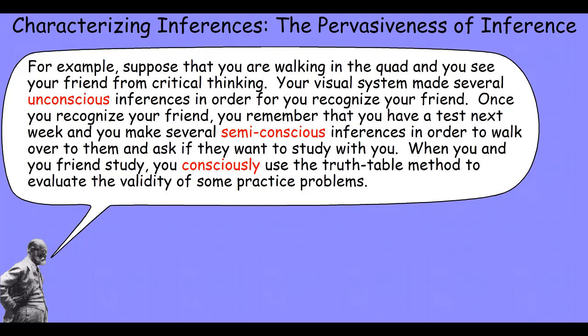Your visual system has taken the light that was reflected from the visual scene onto the back of your eye, and it's made several very complicated unconscious inferences in order for you to recognize your friend's face. Once you recognize your friend, you may remember that you have a test next week, and you may make several semi-conscious inferences in order to walk over to them and ask if they want to study with you.